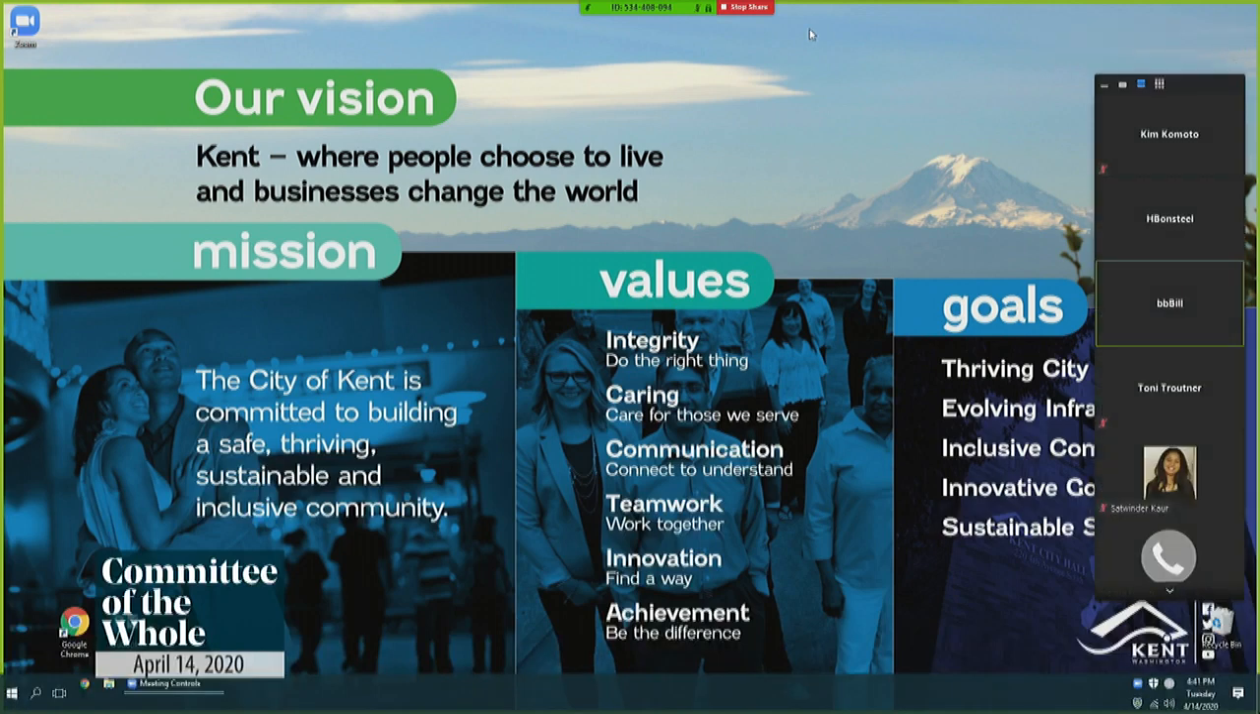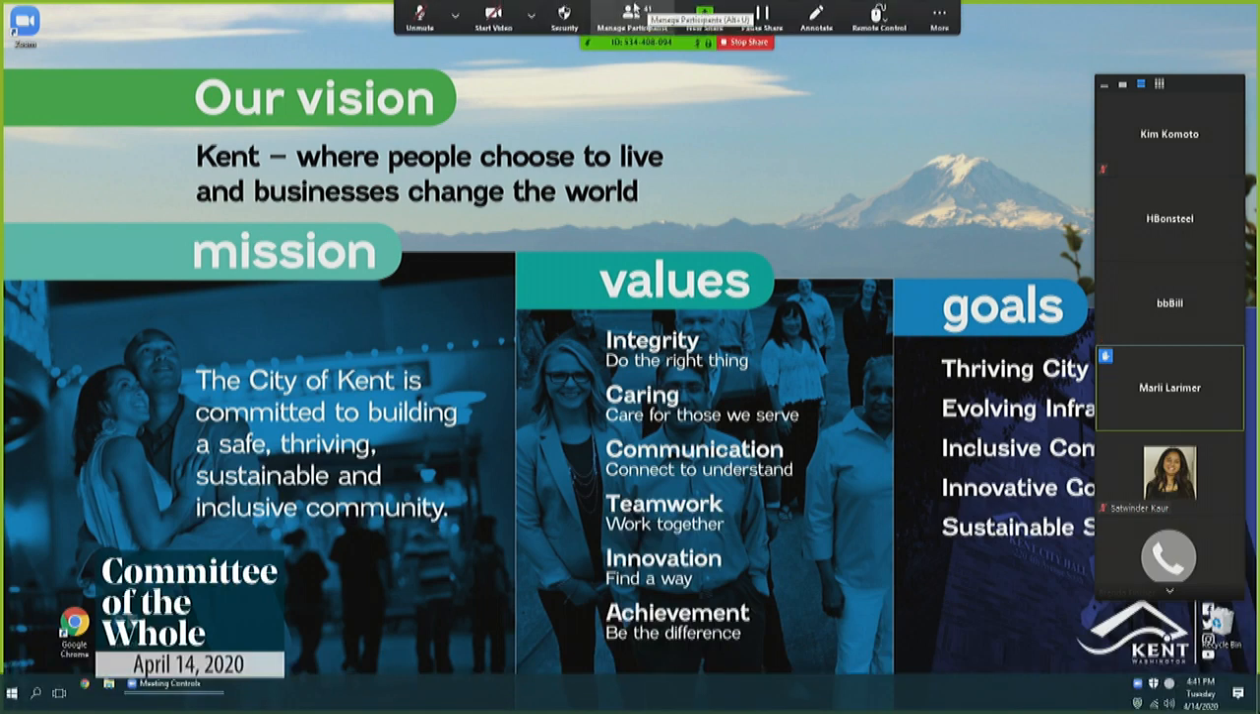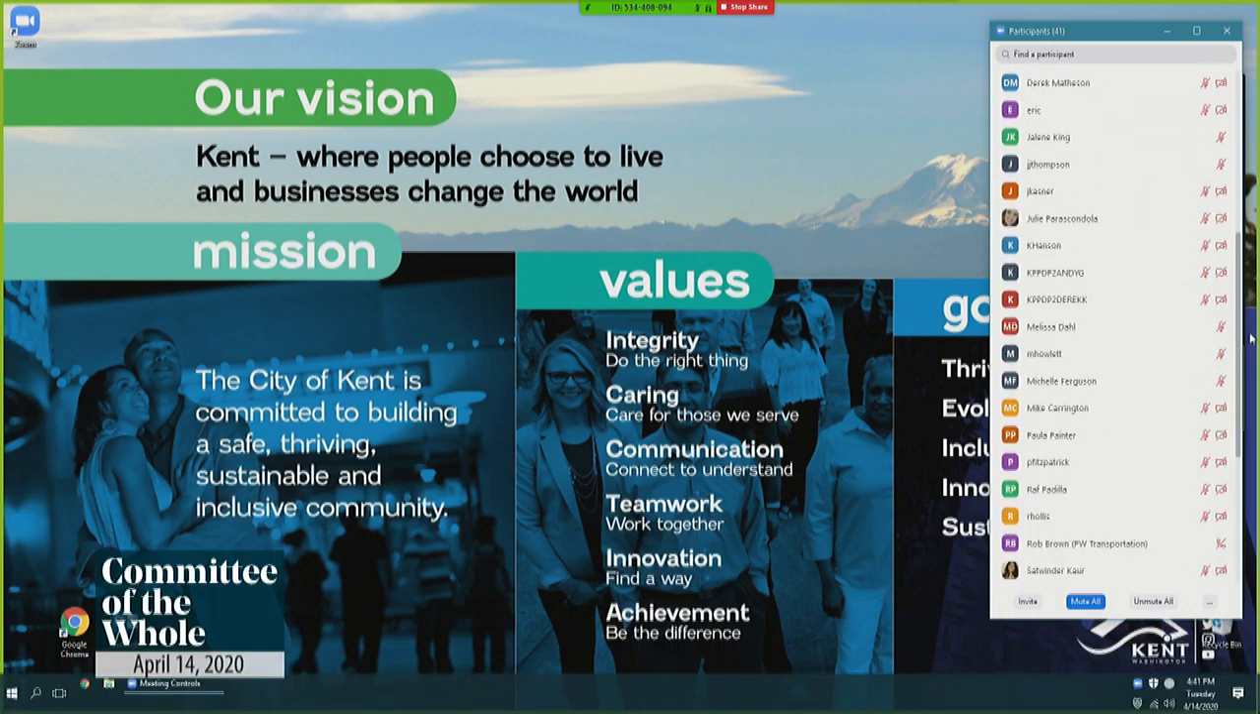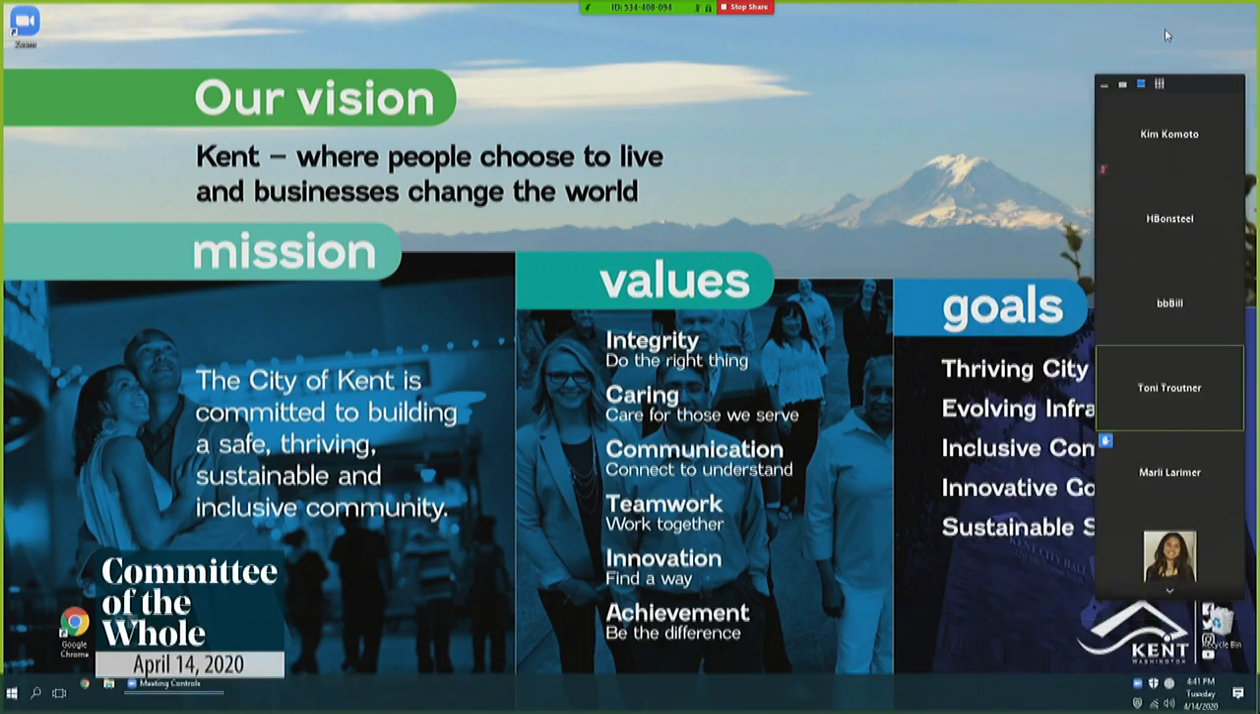Madam President. Bill, if you're on your phone, you go into the participants panel and touch your name, and then you should have an option. All right, Councilmember Larmer's ahead of you really quickly. We'll hear from her and then we'll follow up with you, Councilmember Boyce.